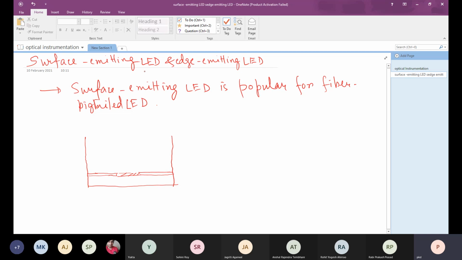Surface emitting LED and edge emitting LED. Surface emitting LED is popular for fiber pigtailed LED. Okay. Pigtail, it's a popular name. Actually, the fiber is grown, fused into the LED emitting point to improve the coupling efficiency. So it is like a tail of a pig. So that's why it is called pigtail. Okay, sir.